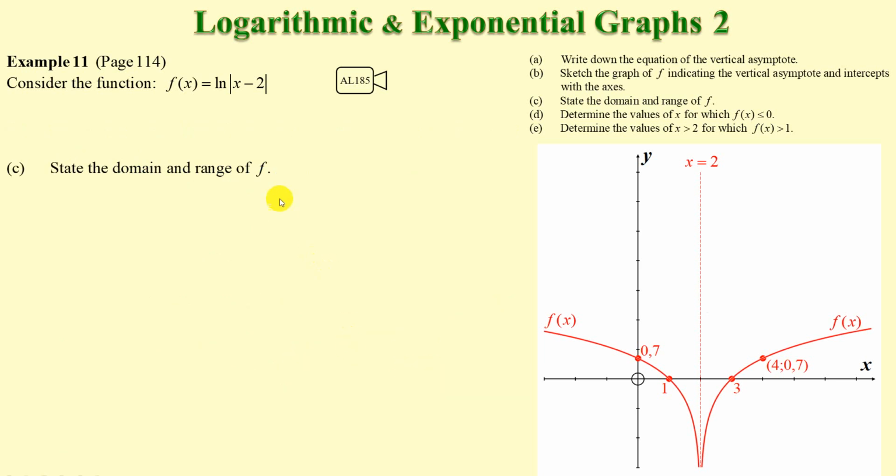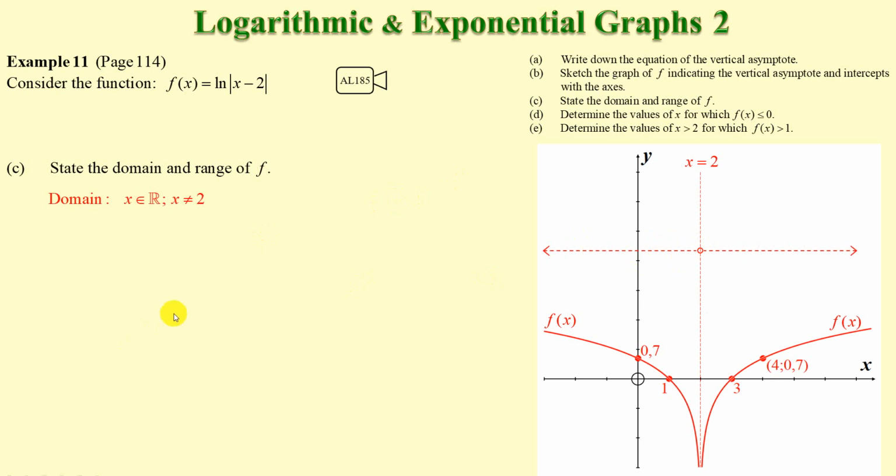Domain and range of f. Well, the domain is how far left, how far right it goes, the x possible values, and so it goes forever that way, forever that way. So it goes both ways, but of course we can't have it equal to 2 because that's the asymptote and the undefined aspect. So the domain, there it is there. Notice the little circle to exclude. So we have x element of R, x not equal to 2.